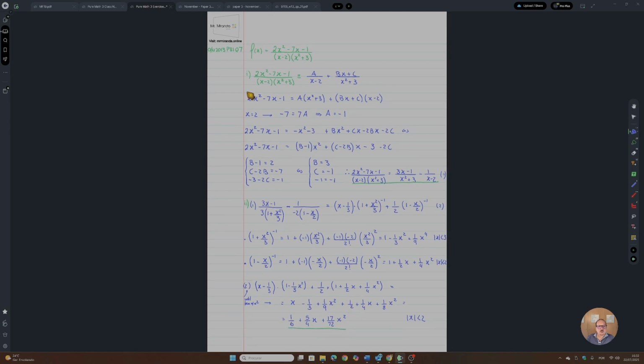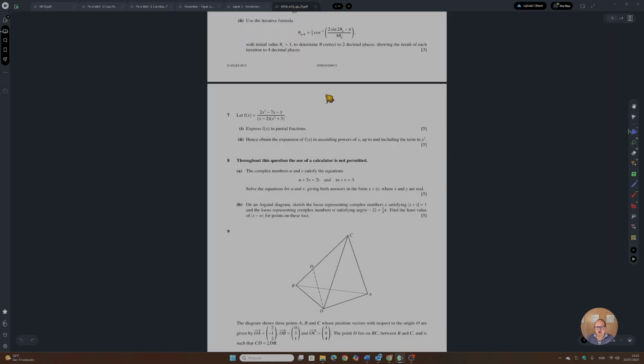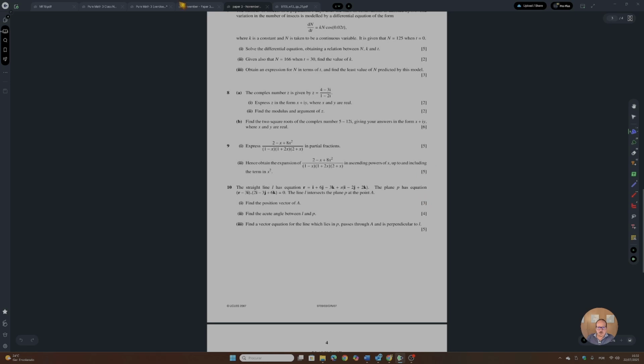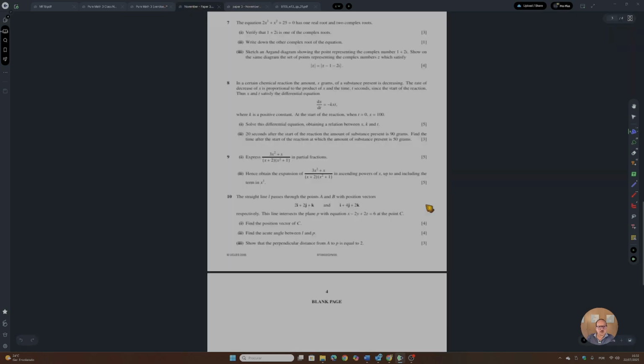As you can see, the questions are pretty similar, and they are also similar in terms of the weight it carries. 10 points.